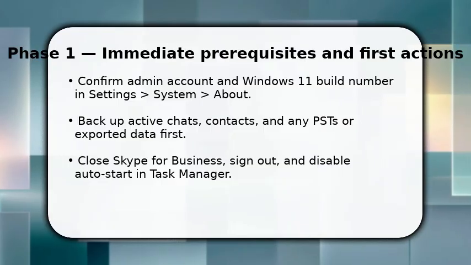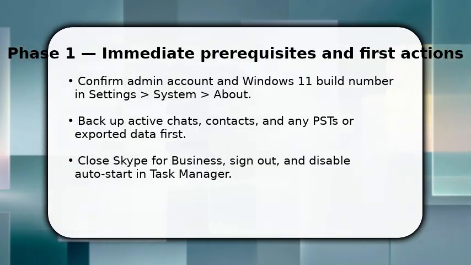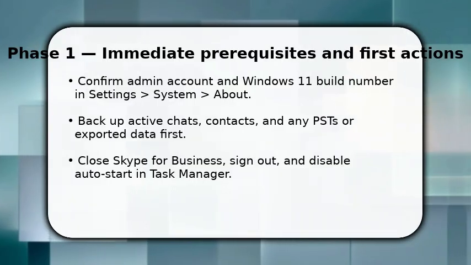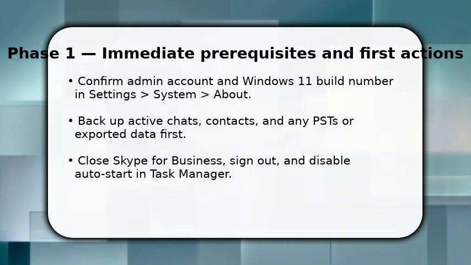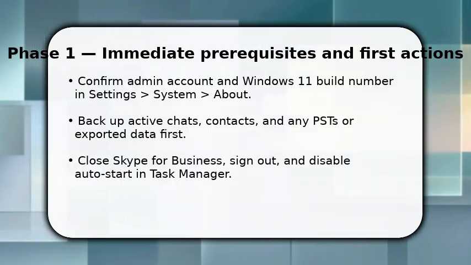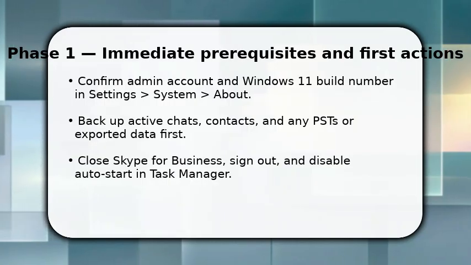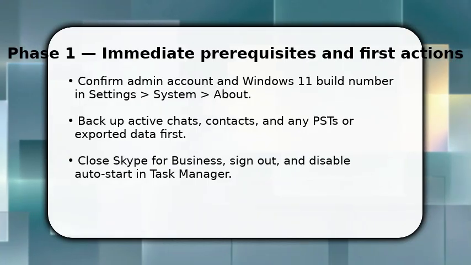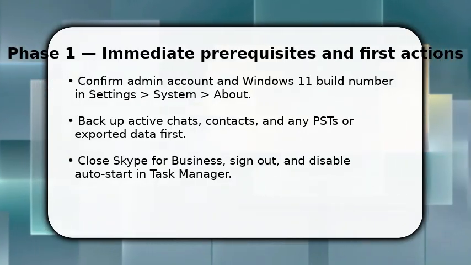You begin by making sure you have admin rights and your Windows 11 build is compatible. This prevents permission blocks. Once done, backup chats and any exported contact files so no data is lost. Next, close Skype for Business and sign out, then open Task Manager and turn off Auto Start. These steps prepare the system and avoid orphan processes.